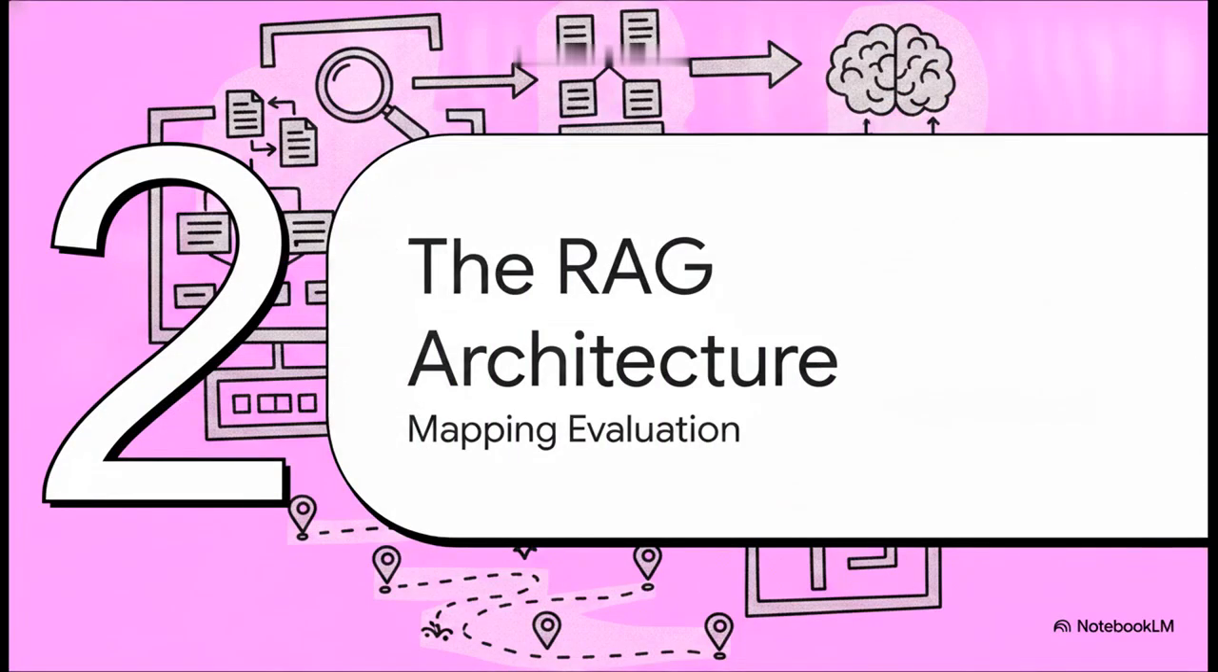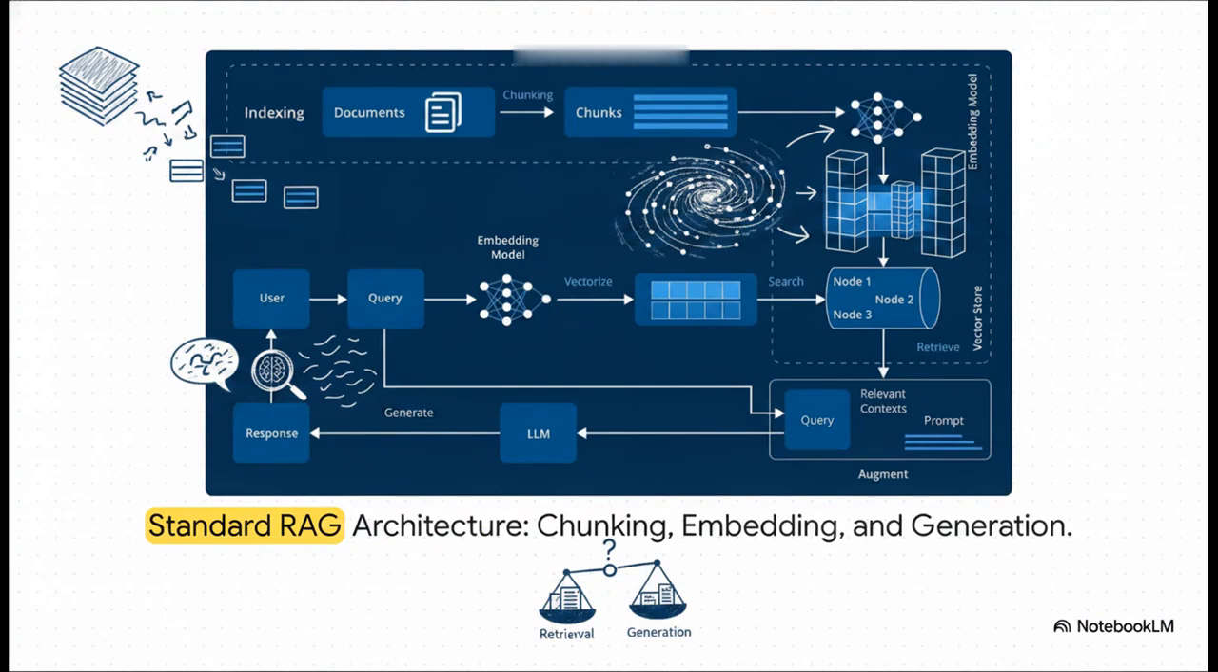Moving on to part two, the RAG pipeline architecture, where we'll map out the actual evaluation journey. All right, so here's the core RAG workflow we all know and love. We break documents down into manageable chunks, embed them into a high-dimensional vector store, retrieve the relevant context, and then pass it to the LLM. Now, because this is a multi-step pipeline, our evaluation absolutely has to isolate the retrieval layer from the generation layer. If you get a bad answer, you need to know immediately: did the database fail to find the right document, or did the LLM just fail to read it correctly?